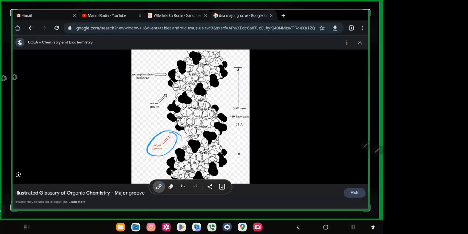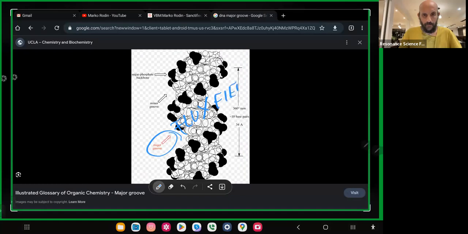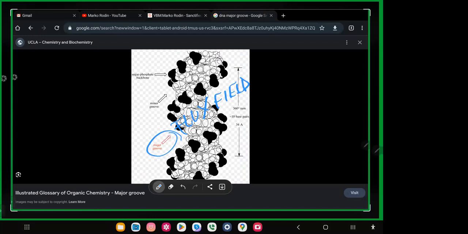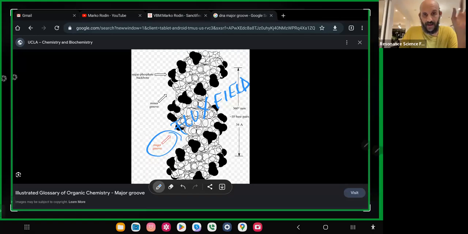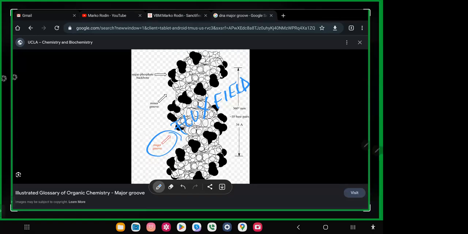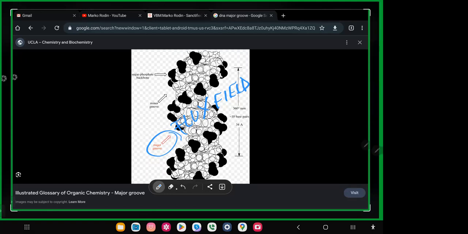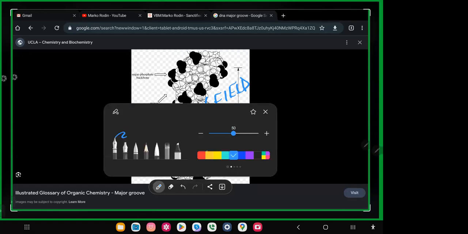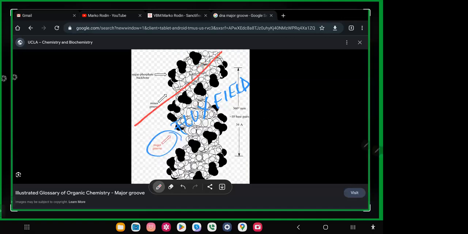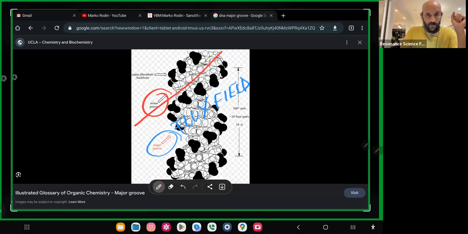There is the major groove, and that is a flux field. Flux field. All evolution has an all coherent intelligence directing it. Nothing is random chance. Nothing is random. Okay. I have not explained the minor groove.